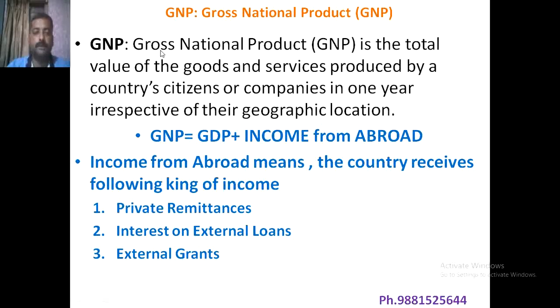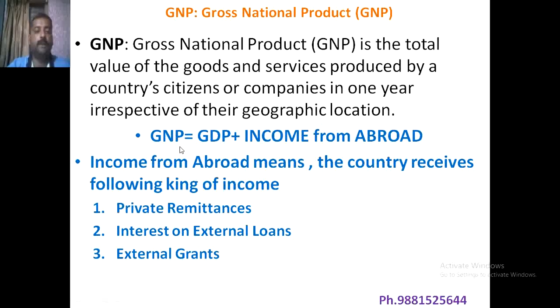Let's see what is meant by GNP. GNP is gross national product. Now, how can we calculate GNP? It is the total value of goods and services produced by a country's citizens or companies in 1 year, irrespective of their geographical location. Here it is a mathematical term, a simple equation.